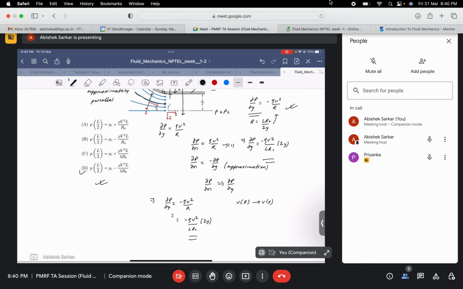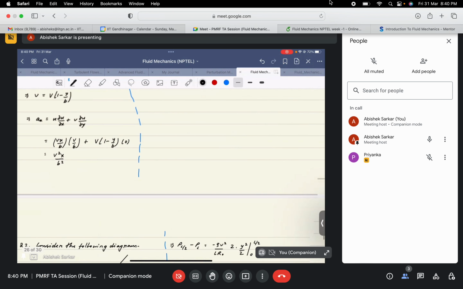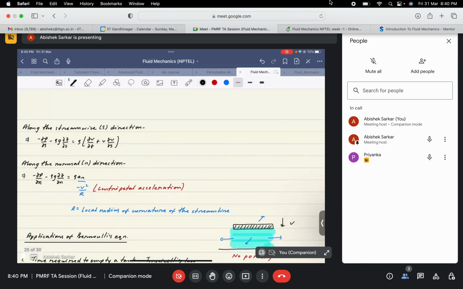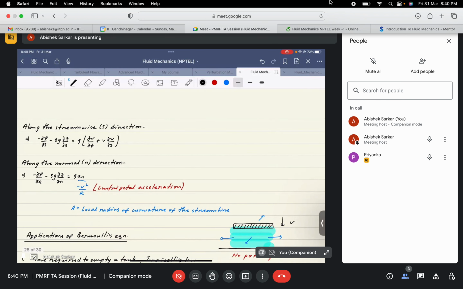I got it that dou p by dou n is equal to minus dou p by dou y. Regarding the top equation, dou p by dou n is equal to rho v square by r. Should it be minus or plus? It is plus. This is plus because this is also minus, this is also minus. It cancels out and becomes positive, right?